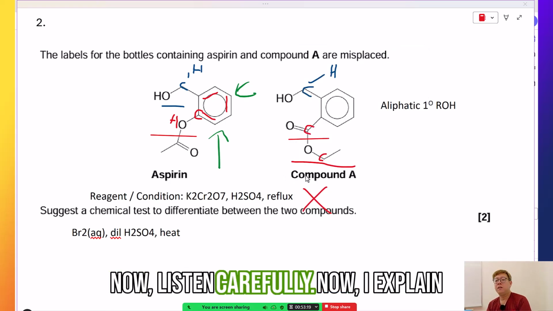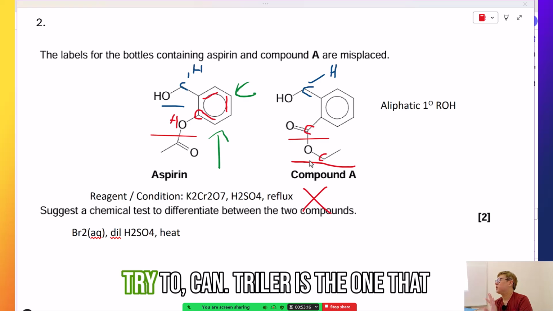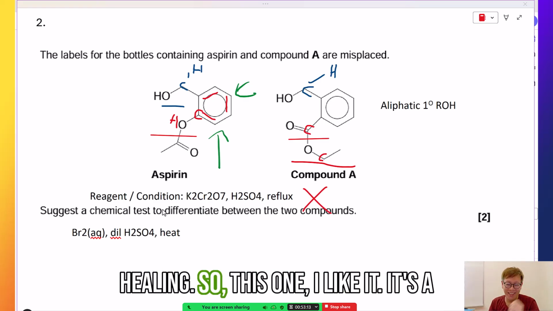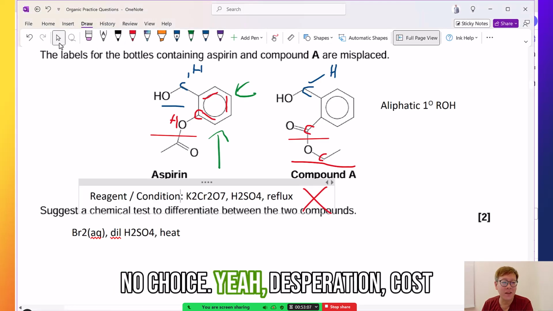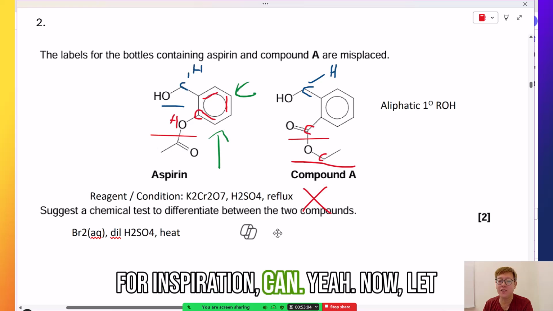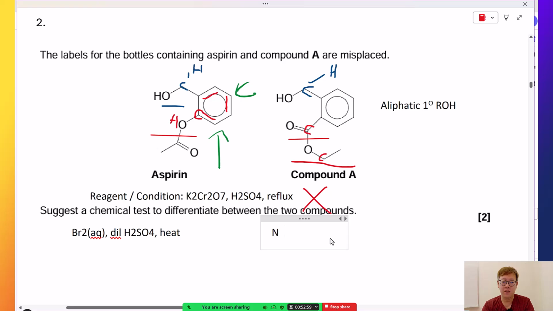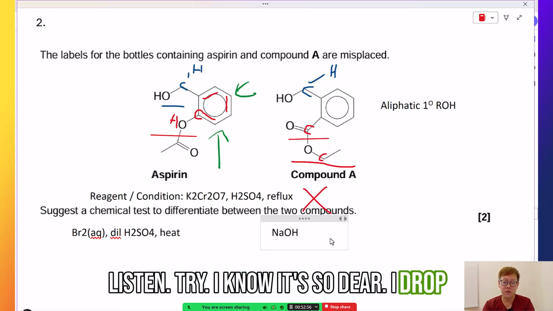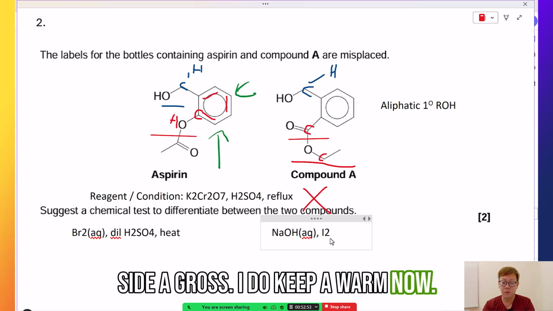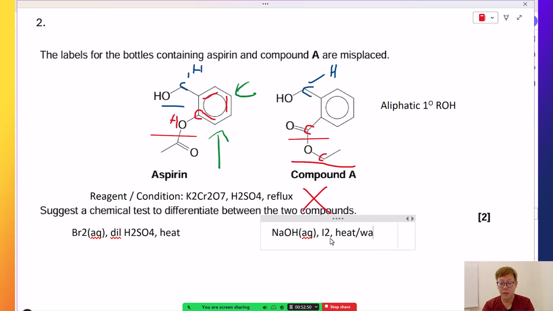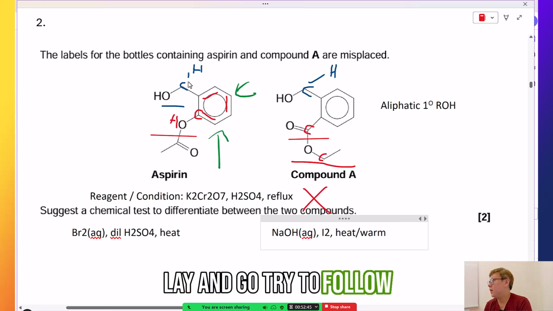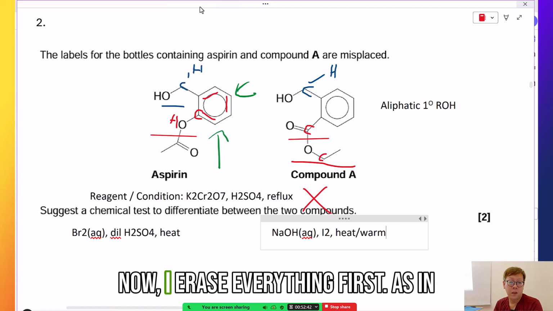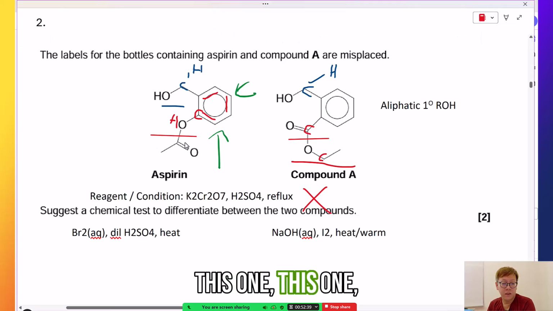Now, listen carefully. Now I explain for triiodo. Can? Triiodo is the one that is a headache. So this one, like I say, is a bit like cheating. You combine two reagents into one. But sometimes no choice. Desperation calls for inspiration. Now let me talk about the triiodo. Listen. Triiodo is sodium hydroxide aqueous, I2, heat or warm. Now, number one, let's talk about what will you form when you let it undergo triiodo. Follow so far? Now, I erase everything first.